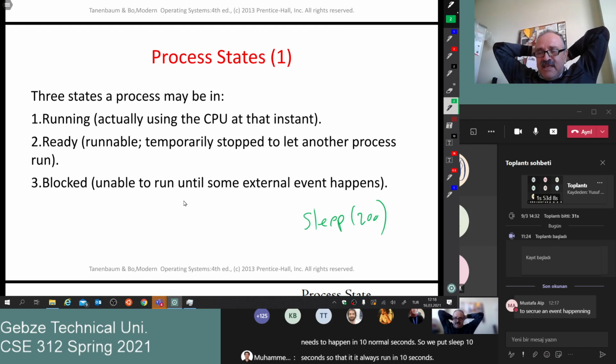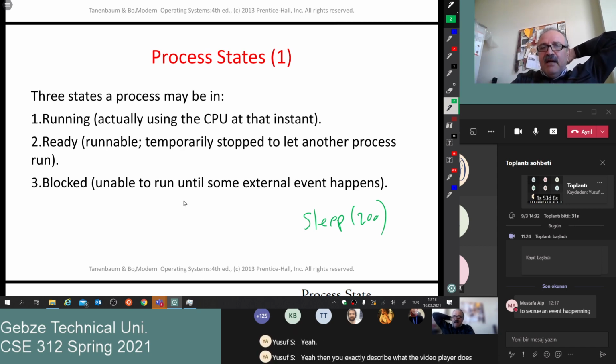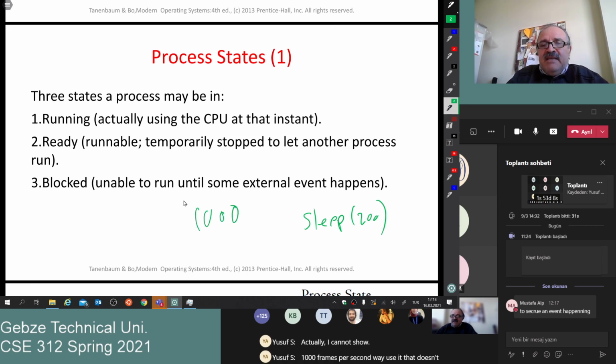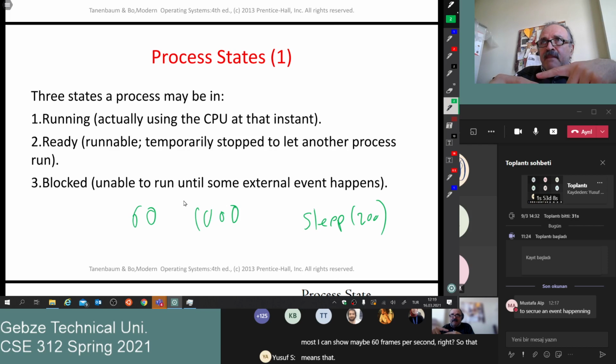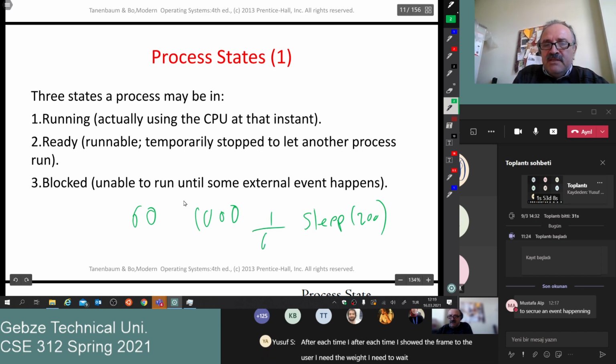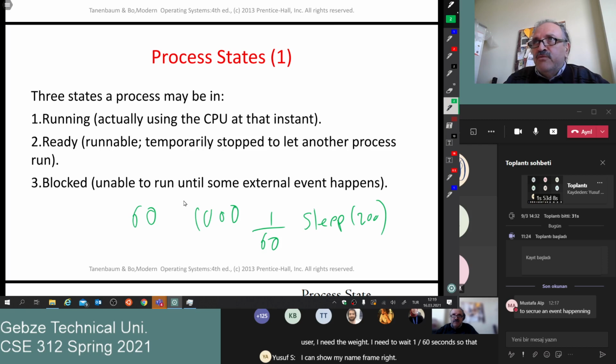You exactly described what a video player does actually. I cannot show 1,000 frames per second to a user. That doesn't make any sense. The user cannot see 1,000 frames per second. That would be overkill. So at most I can show maybe 60 frames per second, right? That means that after each time I show a frame to the user, I need to wait 1 over 60 seconds so that I can show my new frame, because of some human factors.